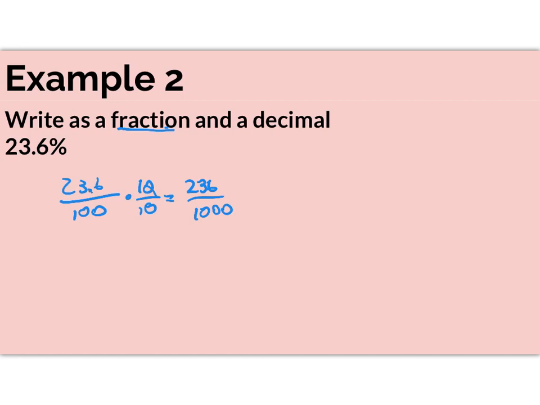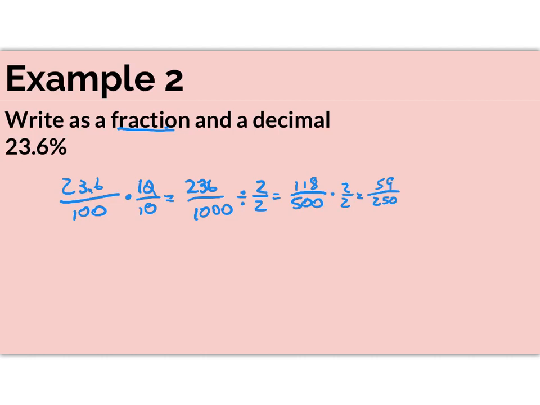Now, this one is not simplified, so we're going to simplify because on a standardized test, you will never, ever, ever see a fraction that isn't simplified. 236 divided by 2 is 118, and 1,000 divided by 2 is 500. We can divide by 2 again. We get 59 over 250.